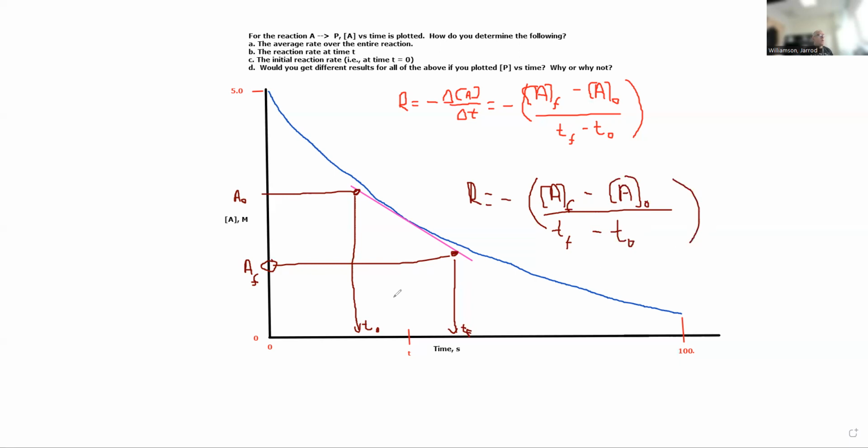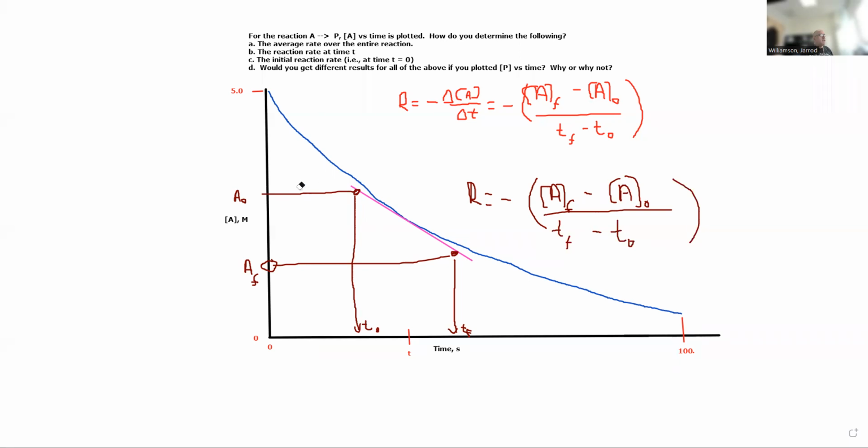Okay. So what matters is when I'm getting the rate at a specific time, I draw a line straight up at that time. Then I draw a tangent line. Then I take 2 points off the tangent line. What I do not do is draw a line straight up and then take 2 points off the curvy line on either side. You don't do that. You draw a tangent line. Okay? Draw a tangent line. Okay, that's how you do that.